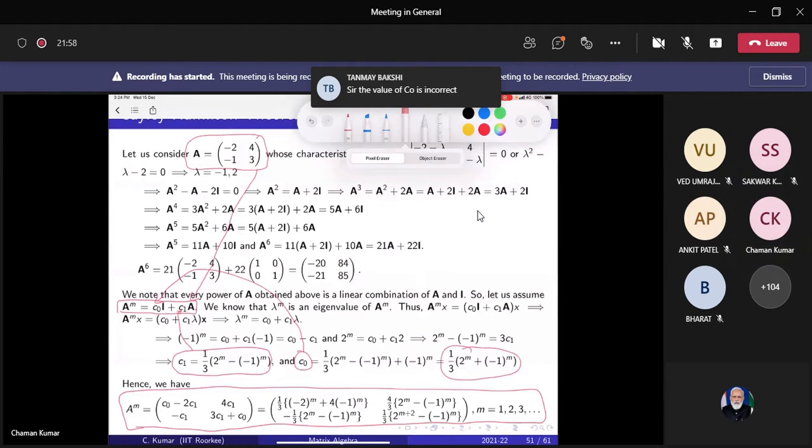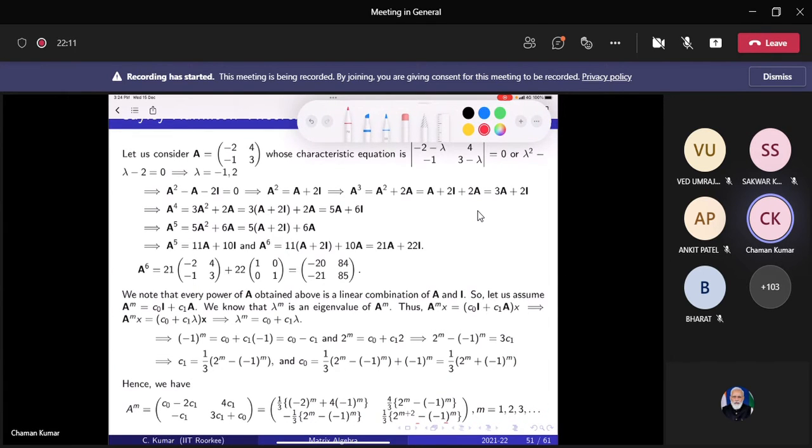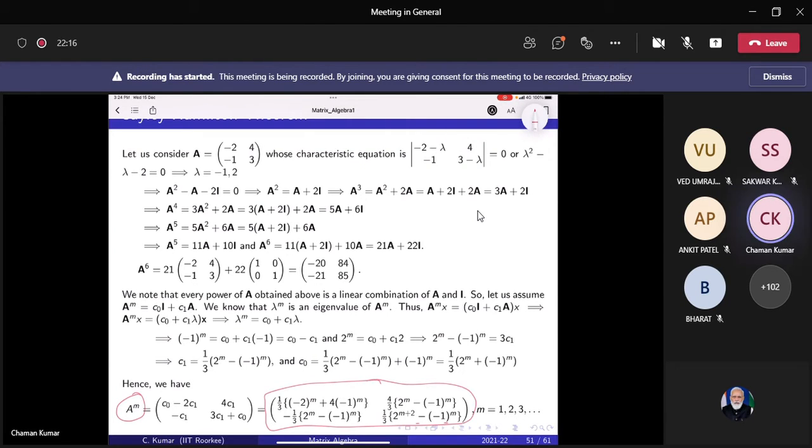Okay, and you can indeed verify that this calculation is correct if you take m equal to 2. If you take m equal to 2, you get this relationship here, A raised to m is equal to this matrix. Or maybe if you take m equal to 6, then you can see that A raised to 6 will indeed be this quantity. Is this okay?